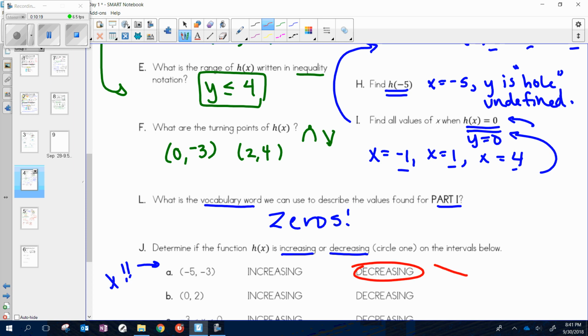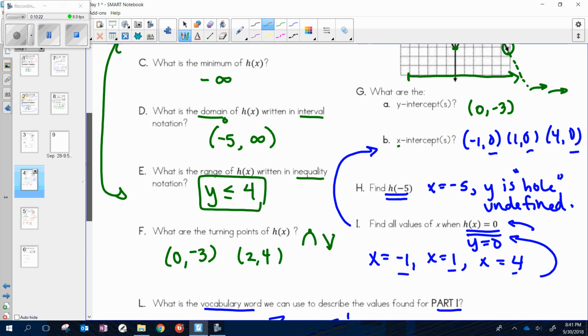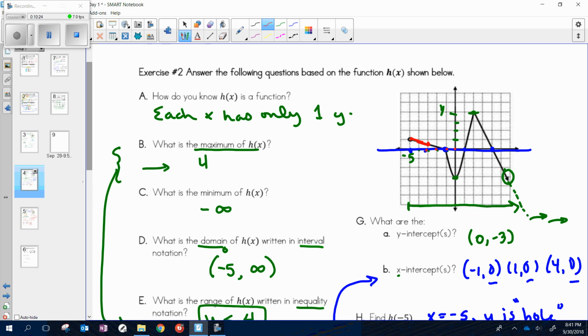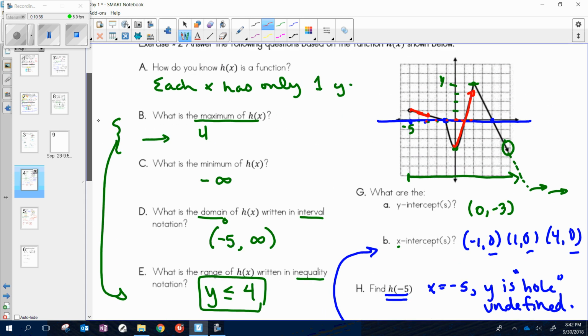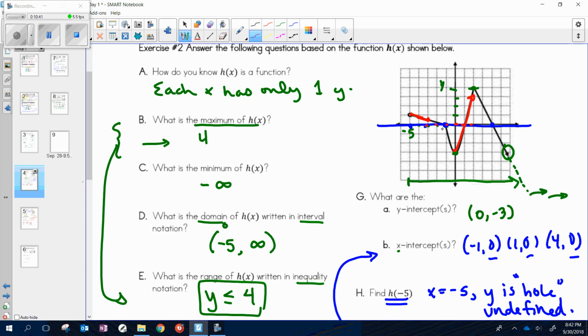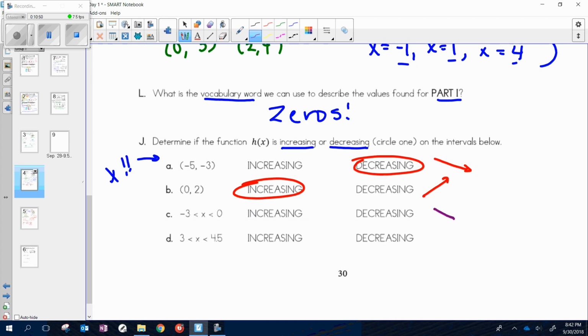It was going downhill. Let's look at 0 to 2. As I follow my graph, I'm going uphill. And so since it was going uphill, I'm going to say it was increasing. Decreasing, increasing. From -3 to 0, I'm going to use my purple pen. The graph goes down and then down some more. So I would say since it goes down and then down some more, it's decreasing.